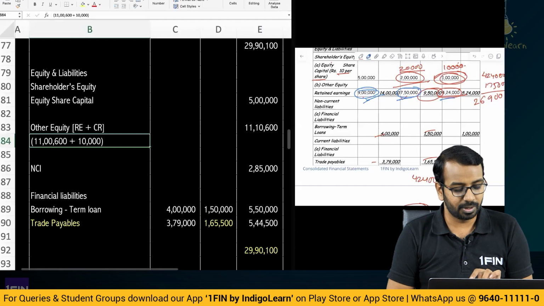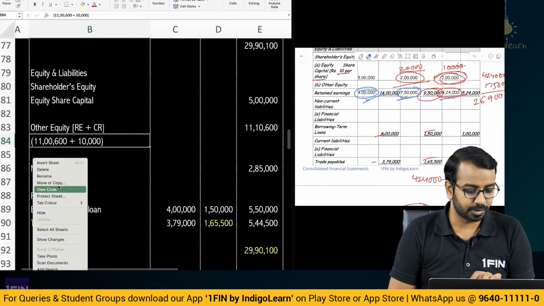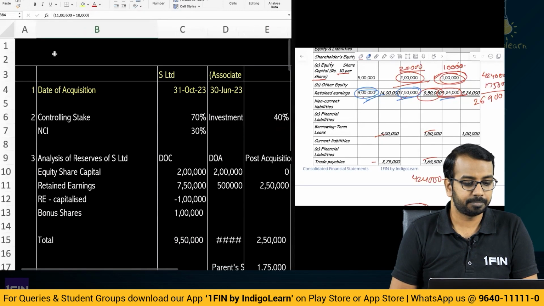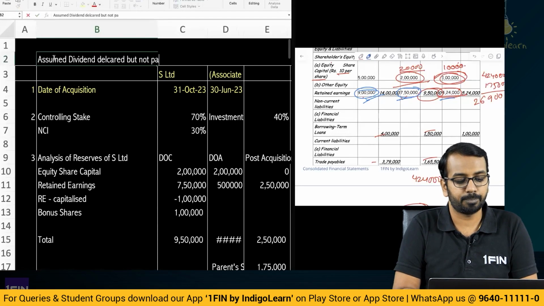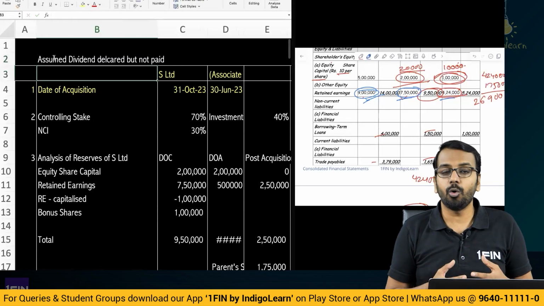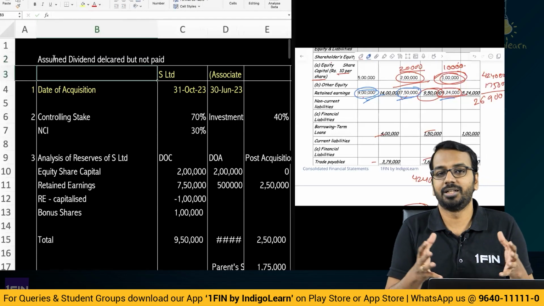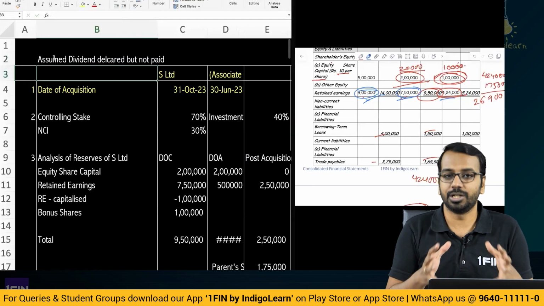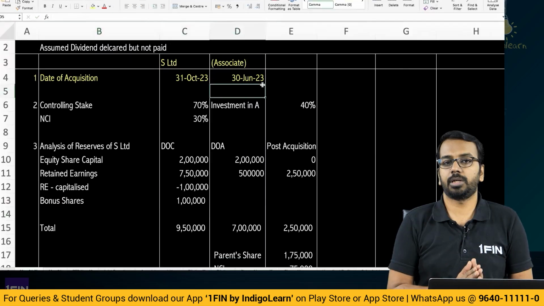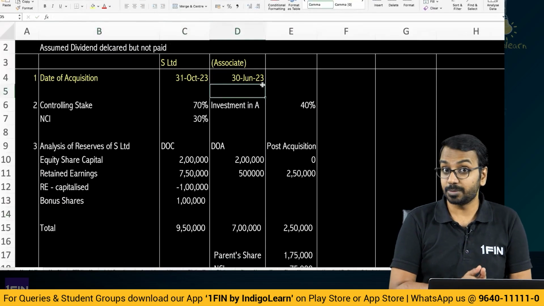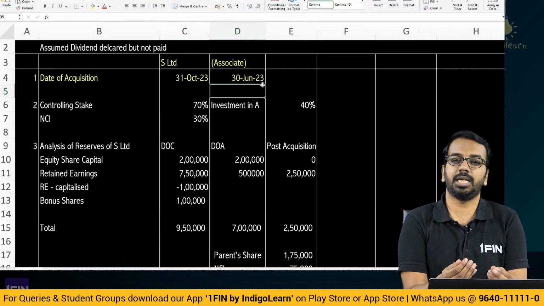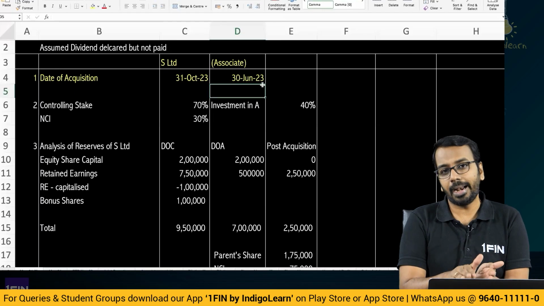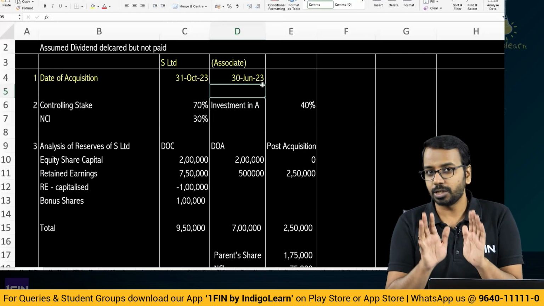So what we'll do is, I'll just make a copy of this. Now here we'll assume that dividend is declared but not paid. In that case, how will the overall calculation change? That is what we are looking at. When we move to the second assumption, that dividend has been declared but not paid, it means it has been approved in the current year, which we can think of as an interim dividend, and it has been paid subsequently. Okay, that is the assumption.